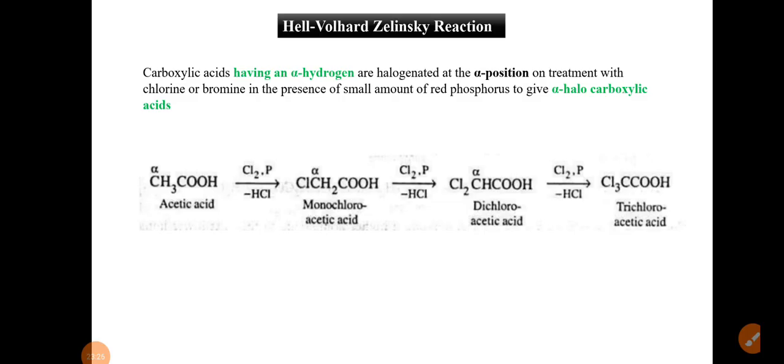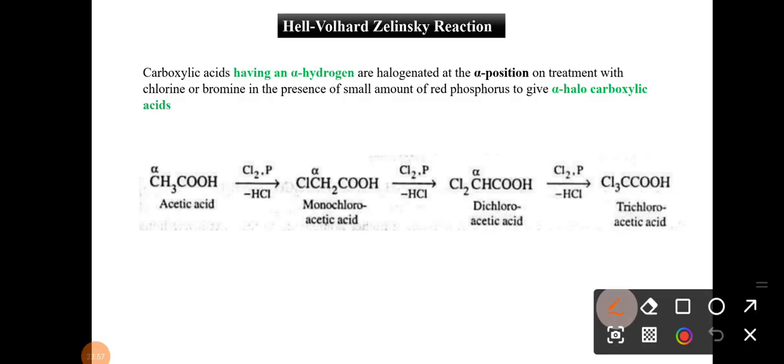So what is the reagent here? That is red phosphorus and chlorine or bromine, right. The alpha position is halogenated, right? Means whatever carboxylic acid has the alpha hydrogen, that hydrogen is replaced with your halogen, that is nothing but your Hell-Volhard-Zelinsky reaction, right? And what is your compound? That is alpha halo carboxylic acid. Means your carboxylic acid is converted into your alpha halo carboxylic acid.